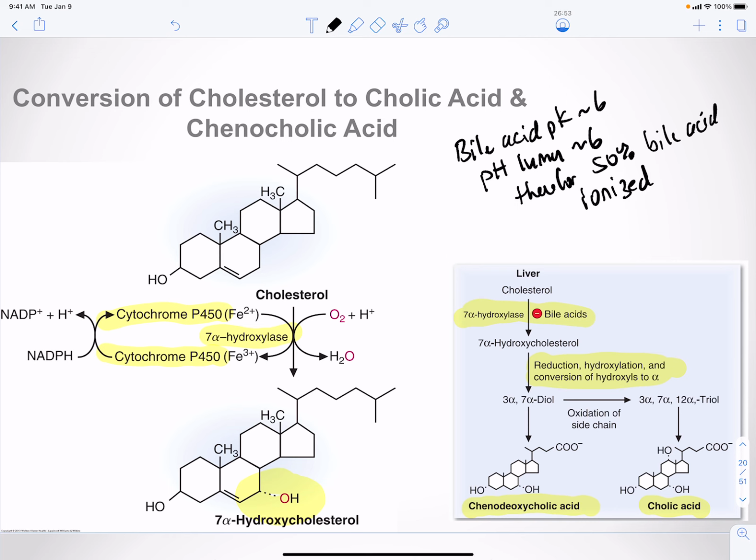So oftentimes the terms bile salts and bile acids are used interchangeably, but a bile salt actually refers to the ionized form of the molecule.